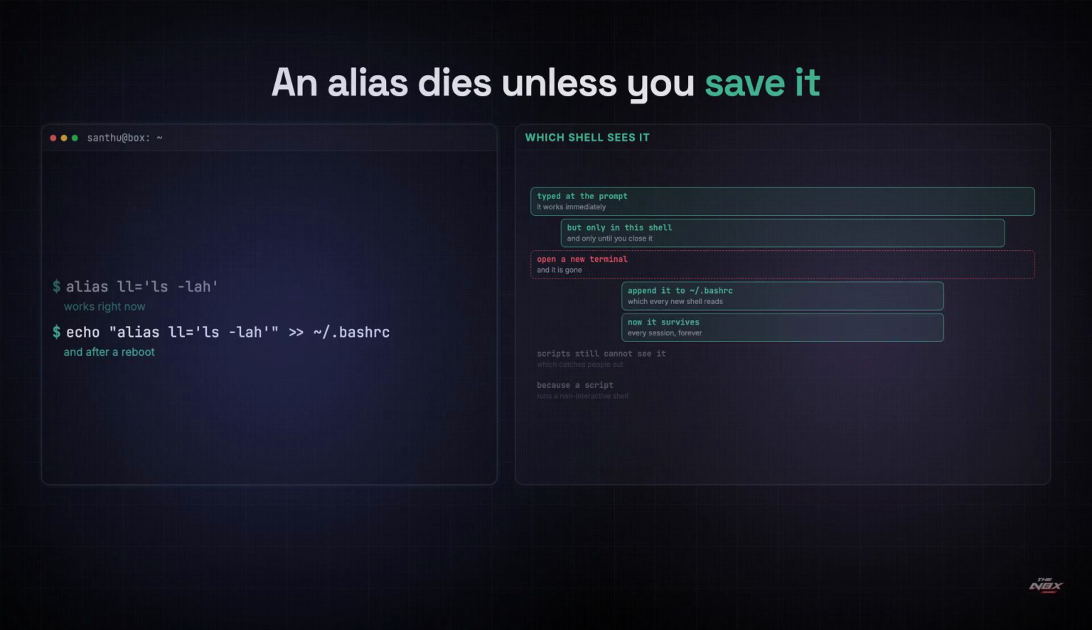But here's the one which catches people. A script still can't see your aliases, because a script runs a non-interactive shell and .bashrc isn't read at all. Which is exactly why a command that works perfectly when you type it fails the moment cron runs the same line. Put your aliases in .bashrc and put the real command in your scripts.